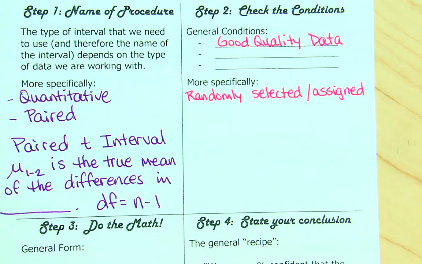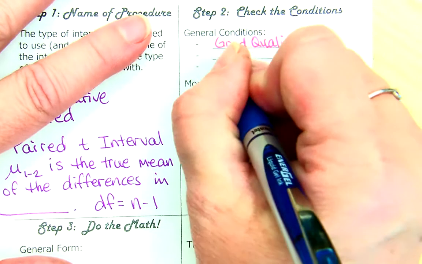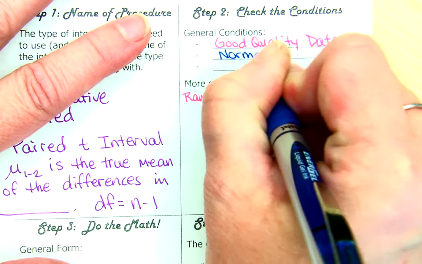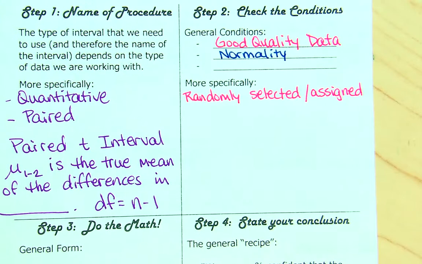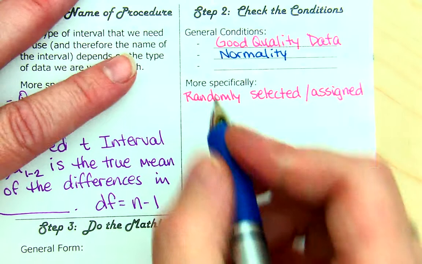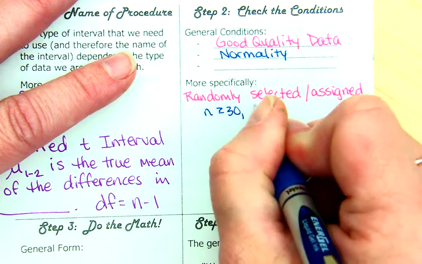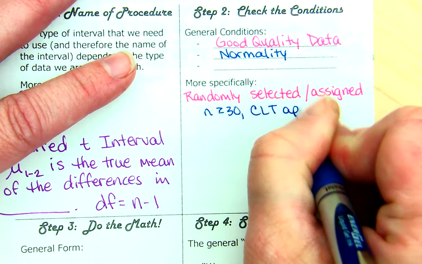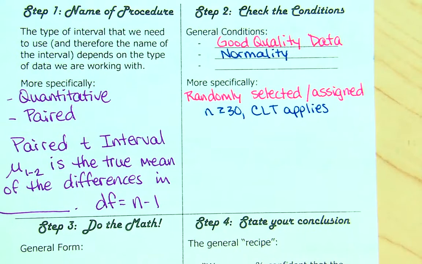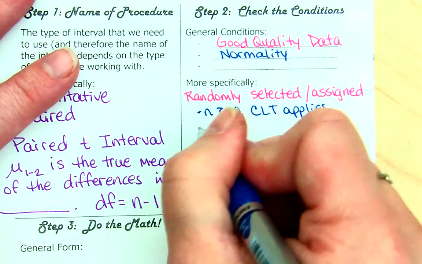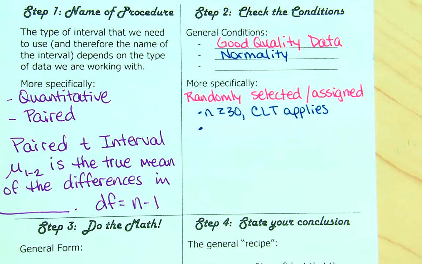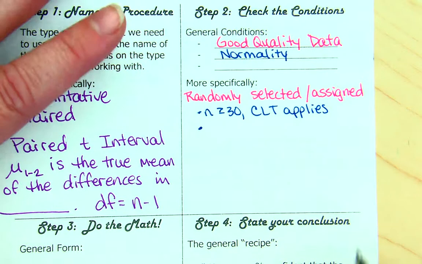What was our second condition? Normality. Very good. And we have 3 different ways we can check for normality. It could be that the sample size is greater than or equal to 30, then the CLT applies. That's one way we can meet it. Another way, it could be that it's just stated that it's normal.